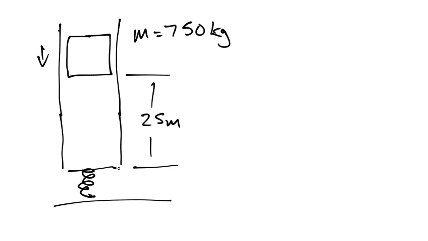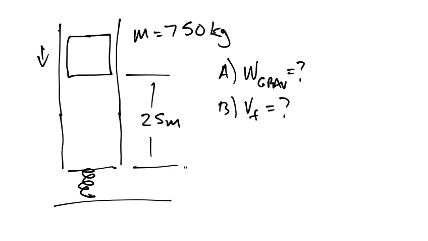The question is, A, calculate the work done by gravity on the elevator before it hits the spring. So A is the work done by gravity. B, calculate the speed of the elevator just before hitting the spring. V final of elevator at this location, just before hitting the spring. And then C, the amount that the spring compresses.